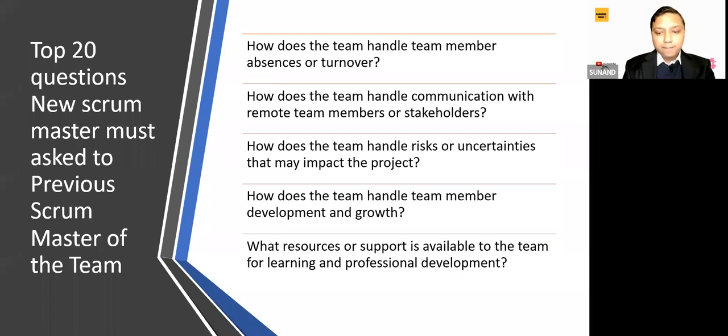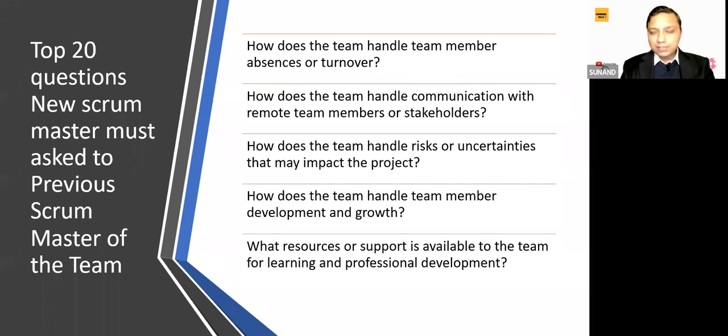How does the team handle risk or uncertainty that may impact the project? Yes, very important. As a Scrum Master, the very first thing you should ask for is the risk register, whether your team has a risk register or not. If not, you have to create one. If yes, it's a very important document to go through. You will get a lot of information about the project. I think this should be the very first document you ask for as a Scrum Master when you join any new team. The next one is, how does the team handle team members' development and growth?